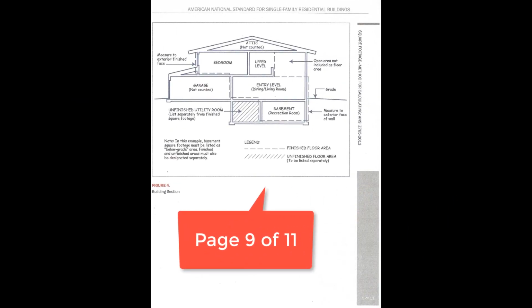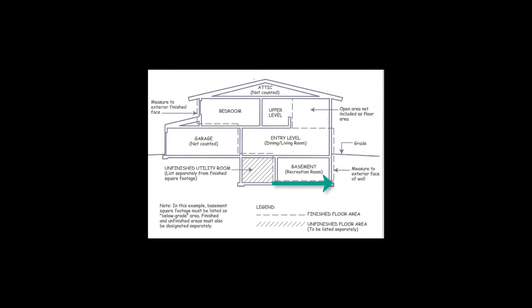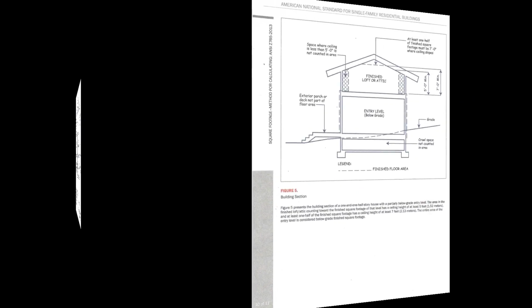All right, on sketch number 9, we got a little more here, and this kind of goes over the rules of finished living area, if you will. And you can see this one is really interesting because of the basement area, but you can see it's finished living area. We're going on the upper level. The only thing, we're not counting the attic, obviously, but we're going around the exterior dimensions, and of course we're not counting the garage. Regardless of how it's finished, we're not going to count that garage in finished living area. And then we've got this little unfinished utility room there.